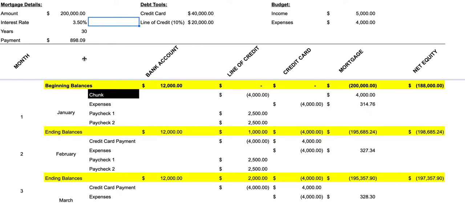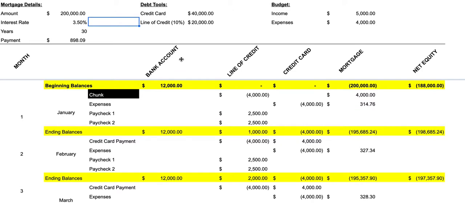So let's go down here. This column is your month, just telling you which month you're on. These are the types of transactions. You've got your chunk. This one is going to be a first chunk, we'll get to that. These are your expenses for the month of January, and these are your paychecks. Let's say you get paid twice a month, every month. So January, February, paycheck 1, paycheck 2, right? And then this is the credit card payment for all expenses made in January. We'll get more to that.